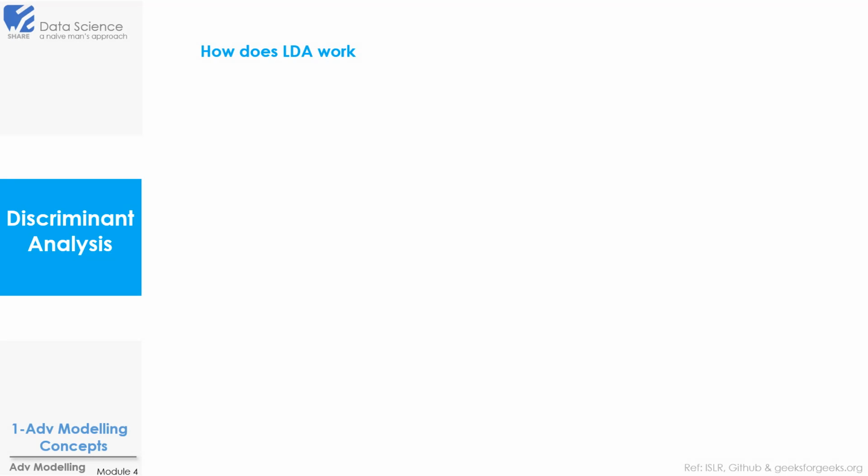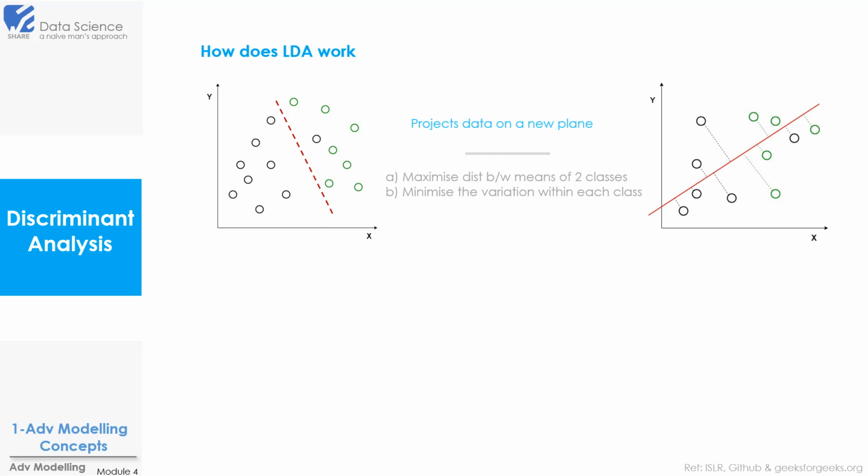Now let's see how LDA works. Although R will do this for us, we should understand this to know the concept. Suppose we have our data as shown here. We will use a decision boundary to discriminate between the two classes. But the question is, how do we get to this decision boundary?